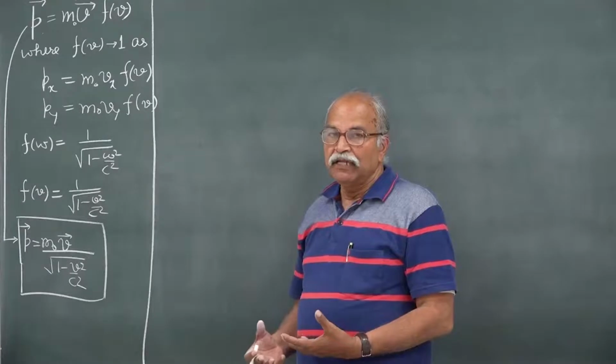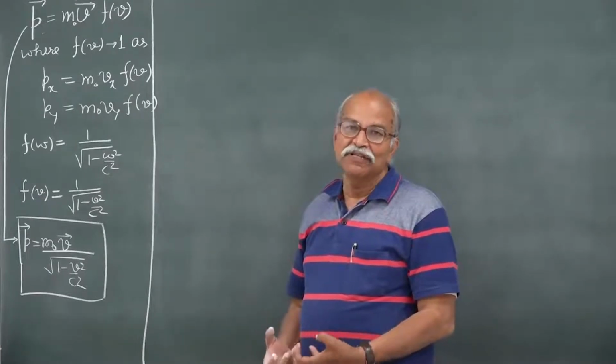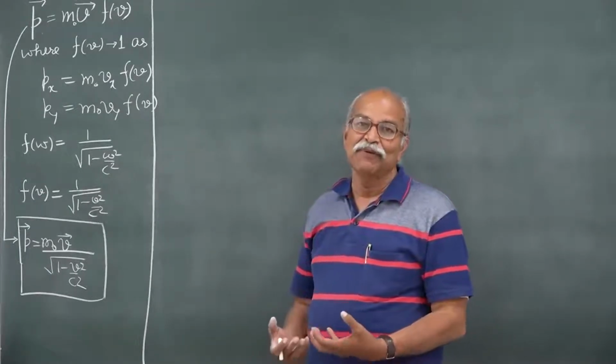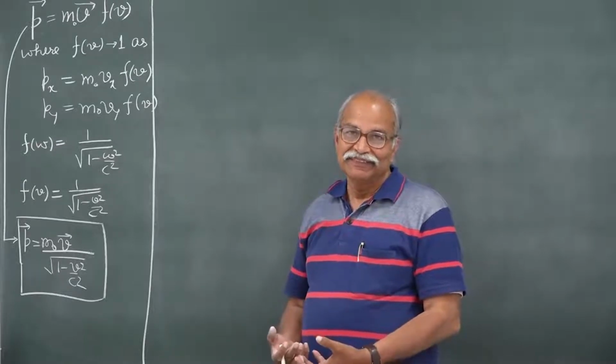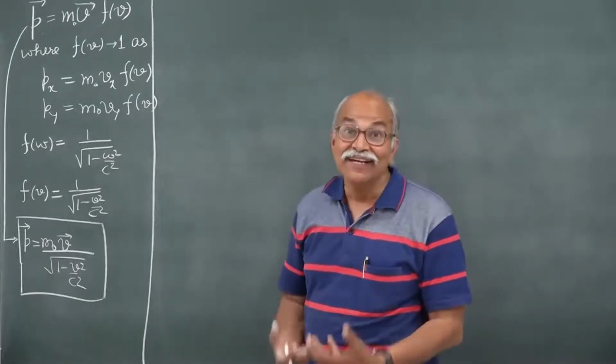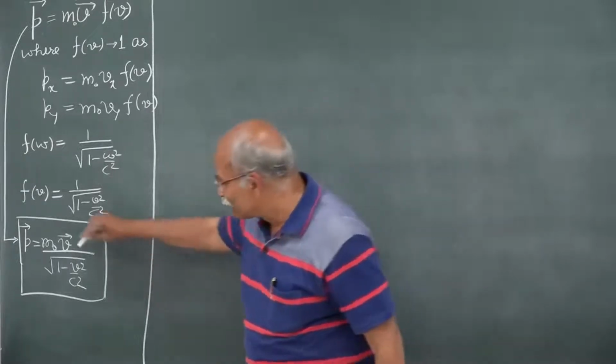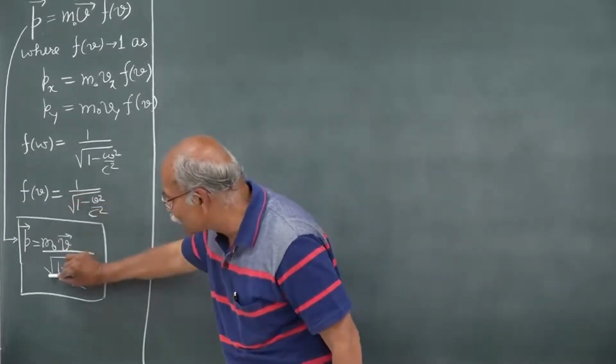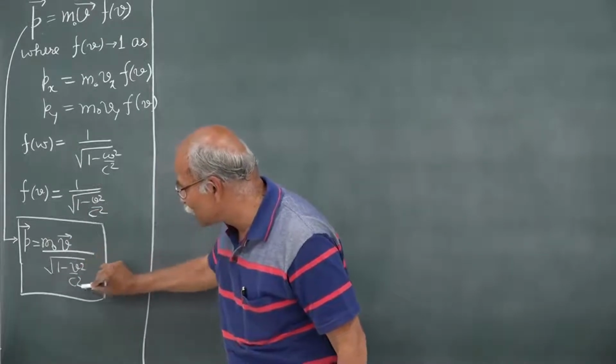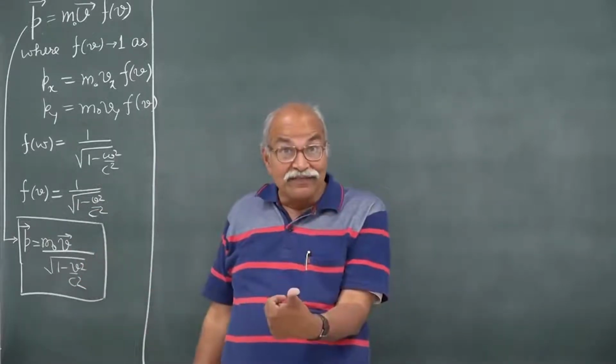Now, people still love that old definition p equal to m into v, and you can use that also, provided you define this quantity m naught divided by square root of (1 − v²/c²) as mass.